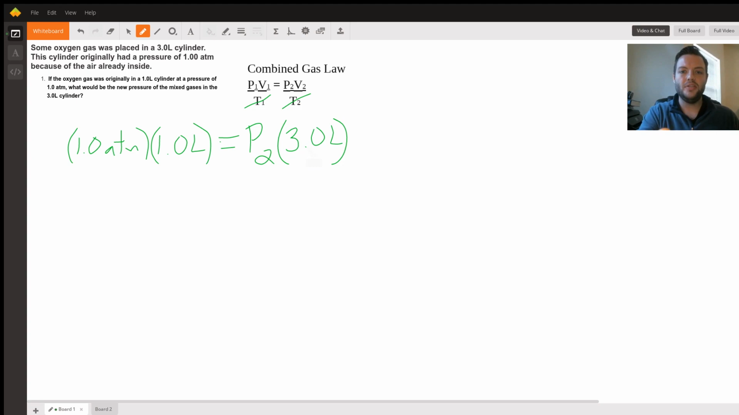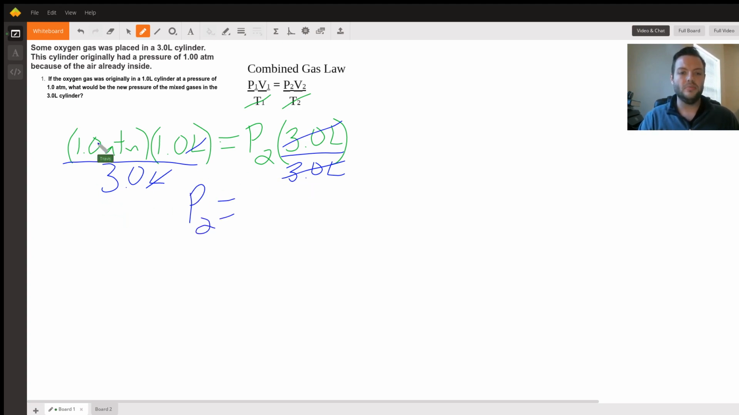So that means then, using some algebra, we're just going to divide both sides by 3.0 liters. That allows us to isolate our variable, and it gets the unit from one side to the other. In addition, since liters are on top and bottom, they're going to cancel. That means that the pressure of the oxygen in this new container would be 1.0 times 1.0 divided by 3.0. Keeping it to two significant figures, that would leave us with a partial pressure, or a pressure for the oxygen, of 0.33 atm.